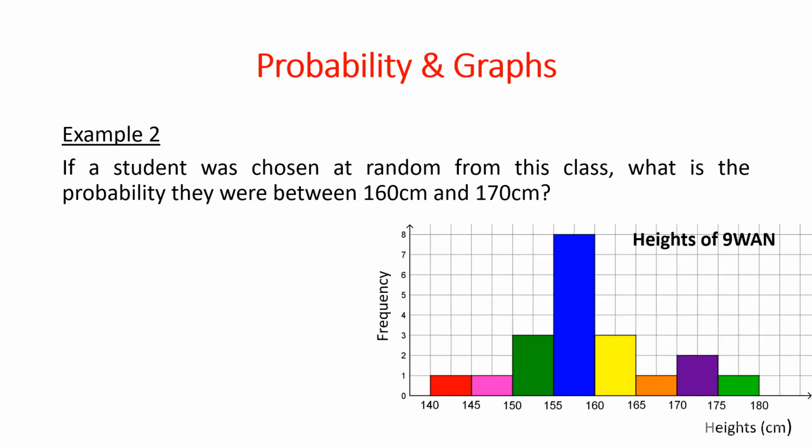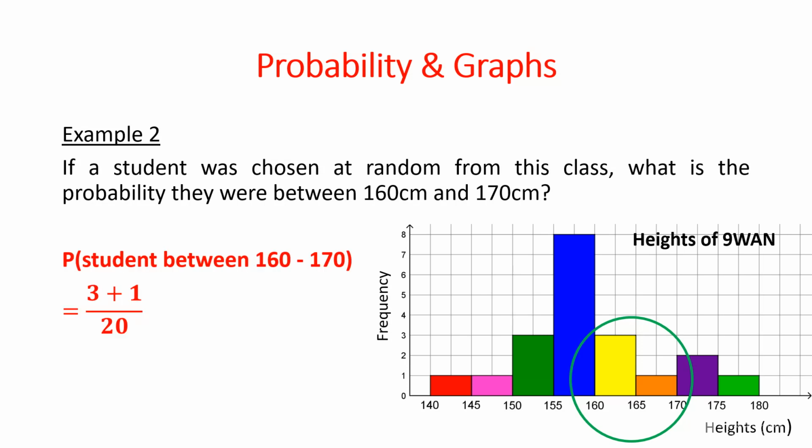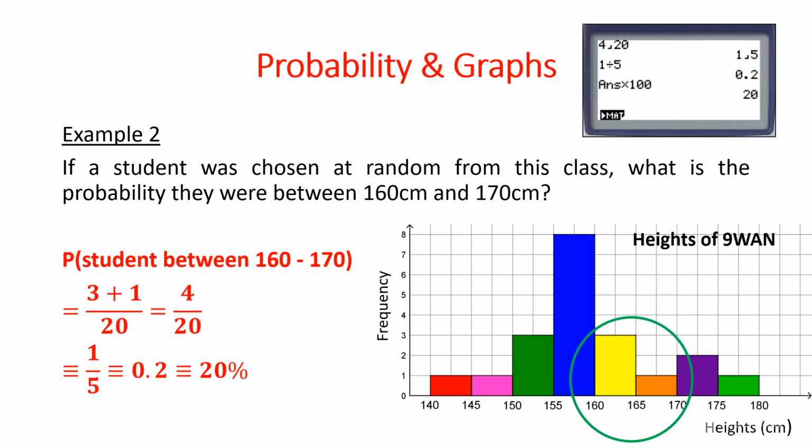What about this example? If a student was chosen at random from this class, what is the probability they were between 160 and 170 centimetres? Well, these people here are between 160 and 170. So there are 3 people between 160 up to 165 and 1 person from 165 up to 170. So there's a total of 4 people. Once again, I've added up all the other bars, the heights, and I get 20. So 4 out of 20 are between 160 and 170. And again, you can simplify it or turn it into a decimal or a percentage.